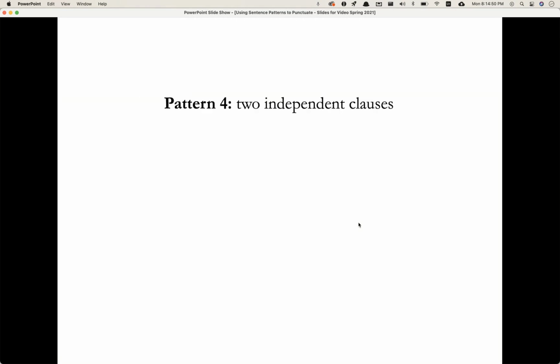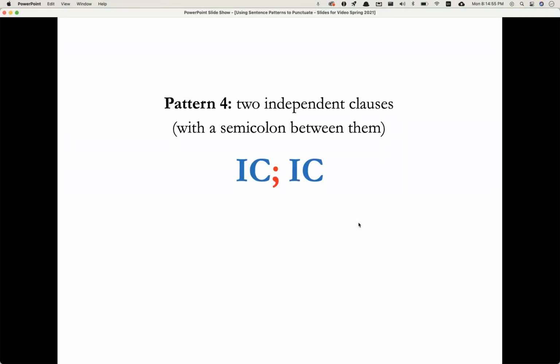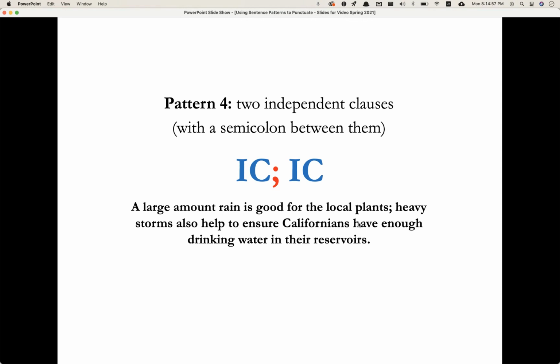Fourth pattern you need to be able to recognize is two independent clauses with a semicolon between them. Here's an example. A large amount of rain is good for the local plants; heavy storms also help to ensure Californians have enough drinking water in their reservoirs. So what you end up with here is two totally independent clauses. Either of the things to the left and right of the semicolon could be sentences by themselves.